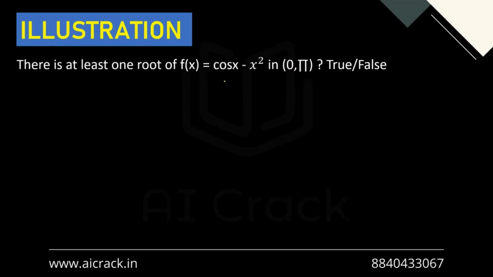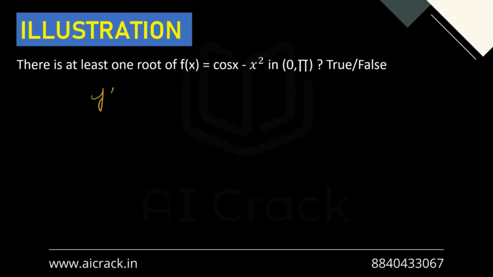So the first thing is, we know that cos x is always continuous, right? And x square is a polynomial function which is also again always continuous. So addition, subtraction, multiplication, division of two continuous functions is always continuous, right? Except for a particular division case. But in case of addition or subtraction, it's always going to be continuous in case the two functions are continuous. Now we have proved that f of x is continuous.